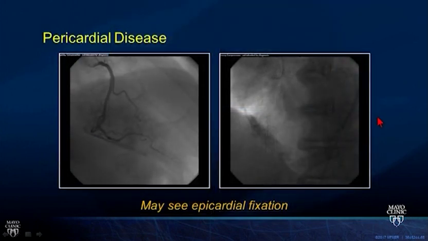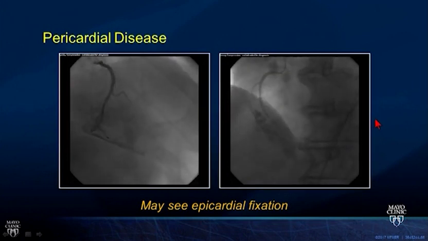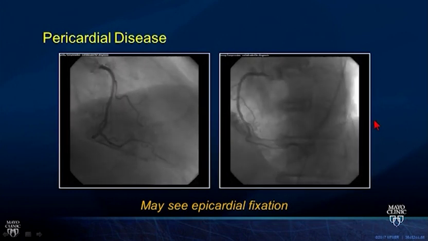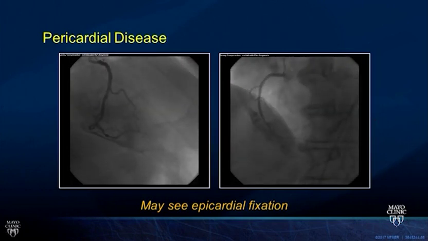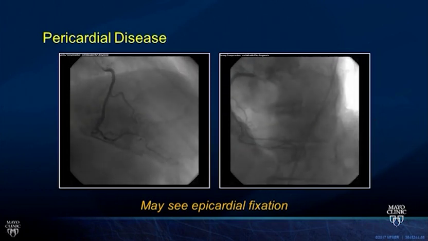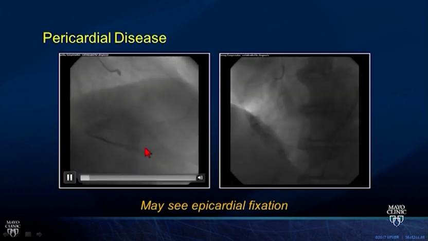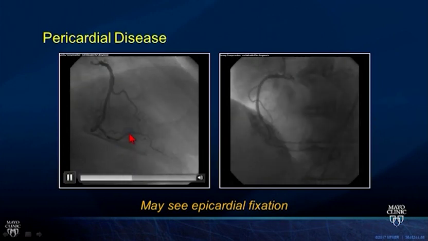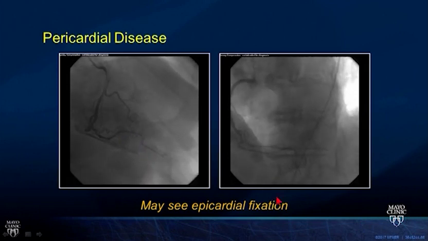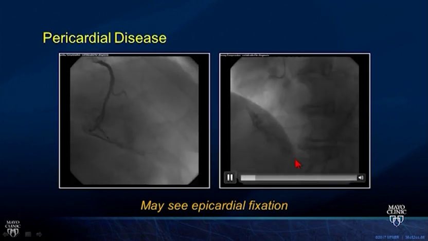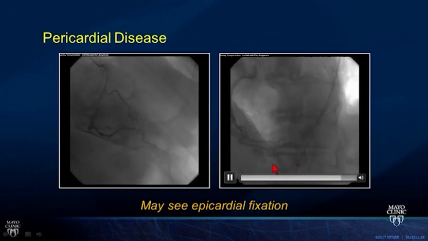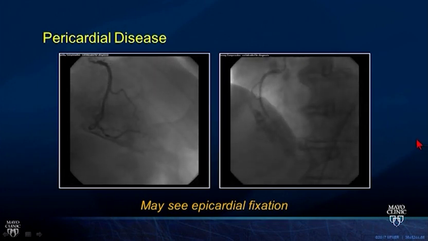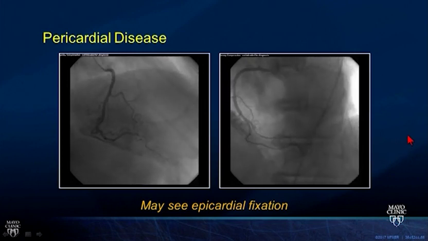Some other things you can see that could come up potentially on boards are evidence of pericardial disease. And one of the key things is constrictive pericarditis occasionally will have distal epicardial fixation of the coronary arteries on angiogram. And you can see how the distal coronaries here, both in the RAO view and the LAO view, are very immobile. And you can tell that they're fixed to the pericardium. That's an indirect sign that there might be constrictive pericarditis.